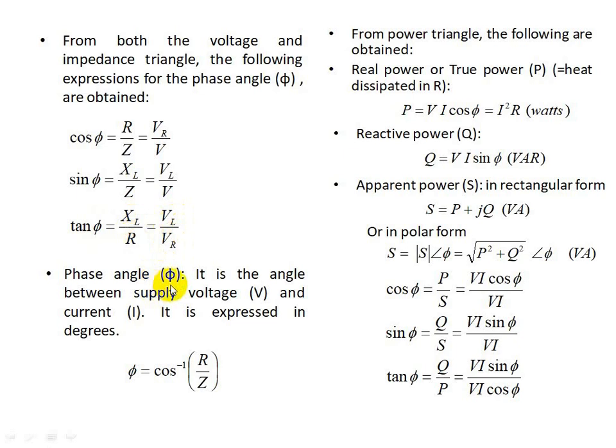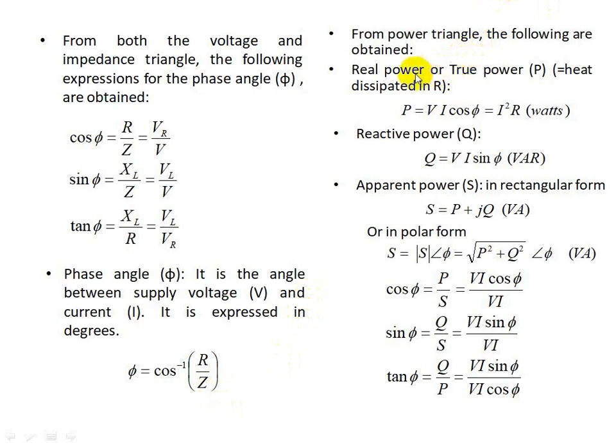And the phase angle, for example, if you know cos phi equal to R by Z, you can find phi as cos inverse of R by Z, where R is the resistance and Z is the total impedance of the circuit, considering only the magnitude. So from the power triangle we can write the following equations.